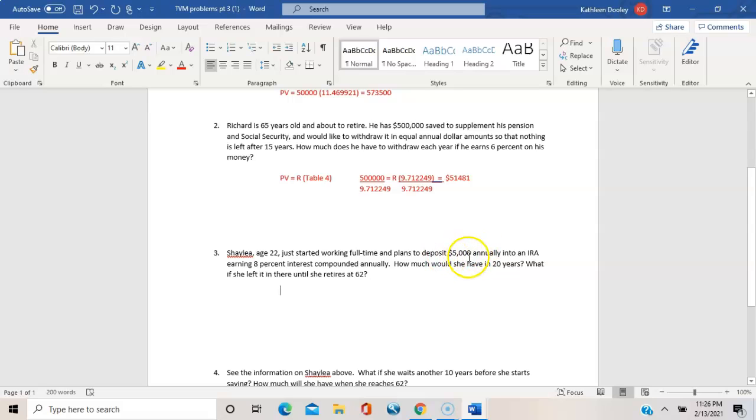So she's going to put $5,000 a year in. So that's our rents. She has 8%, and we're going to use 20 years. Okay, so we want to know how much is going to be in there in the future. So here we have the future value of an annuity, and that's going to equal the rents times table 2.